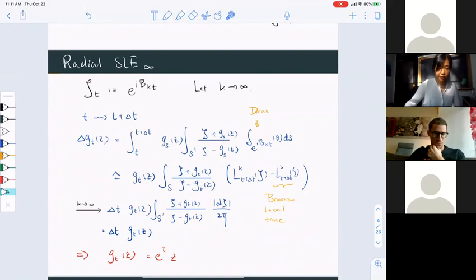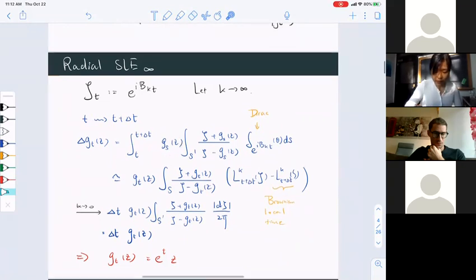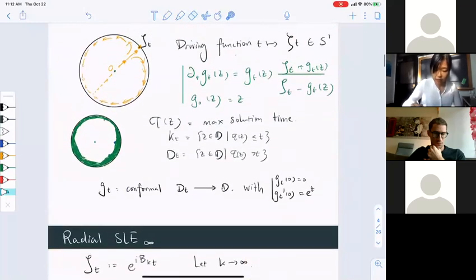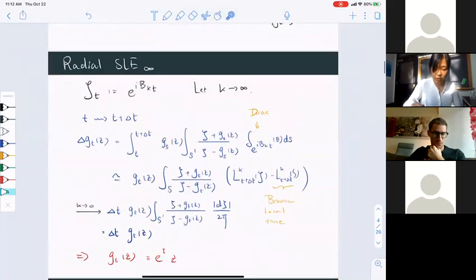And here is a heuristic computation. We just look at how g_t moves when time goes from t to t plus delta t. By the Loewner equation, it should be written as the integral from t to t plus delta t of this vector field. And as above, here is just the driving function zeta_t. But I just changed this notation to be an integral on the circle, with respect to the Dirac mass at the point of your driving function. All right, this should be zeta.